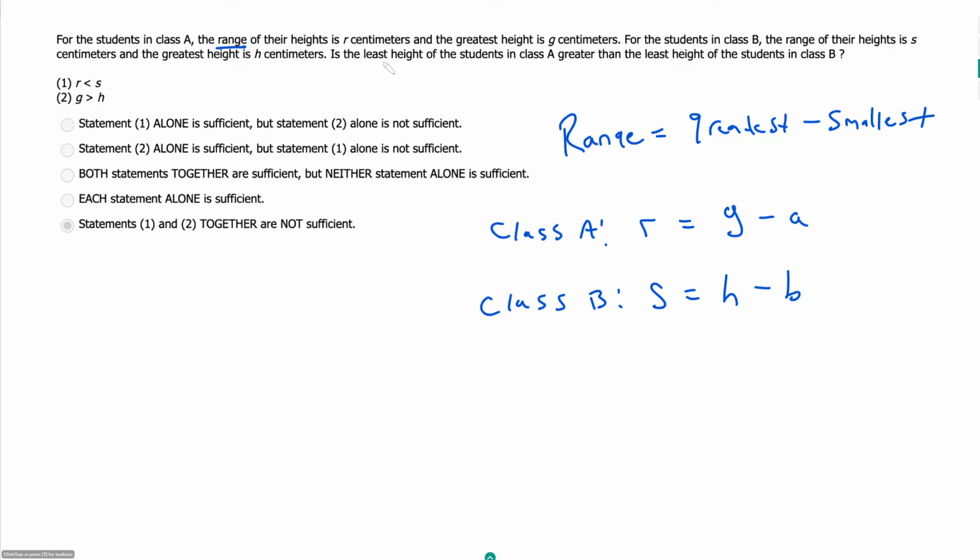So is the least height of the students in Class A greater than the least height of the students in Class B? And so based on how we labeled our variables, this question is really just asking, is a greater than b? And that's a much better way to think of this question than how it is originally phrased.